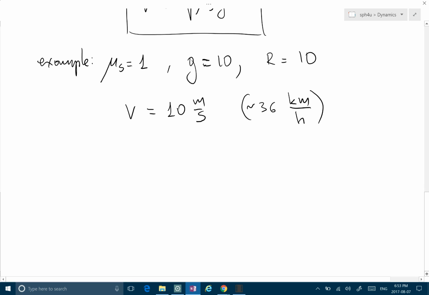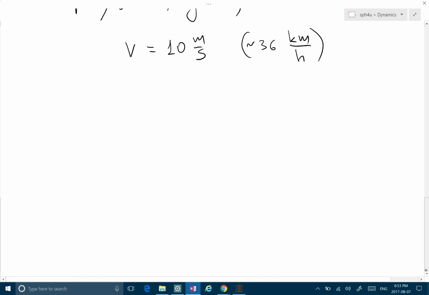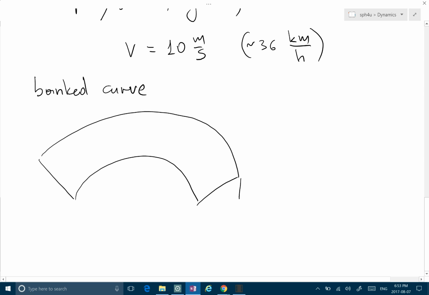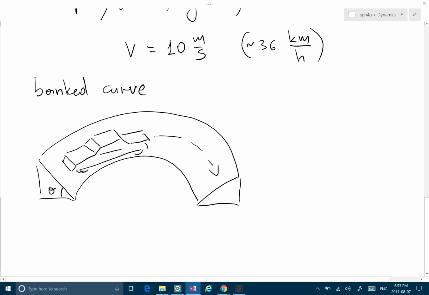Okay. Now, what happens if mu s decreases a lot? Then you cannot rely anymore on friction. So we use a banked curve. So here's a section of a banked curve. Instead of having the street horizontal, we actually bank it with some angle theta. So now the car is negotiating this curve. I'm trying my best here to draw a 3D thingy. It's going on an angle, right?